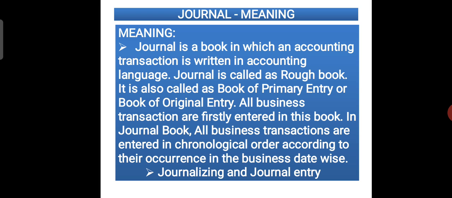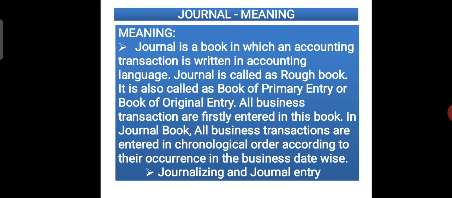Okay, children, I think you understood what a journal is. Journal is a book in which we record first and foremost the information about the transactions which take place in the business. Okay, next you can see here.